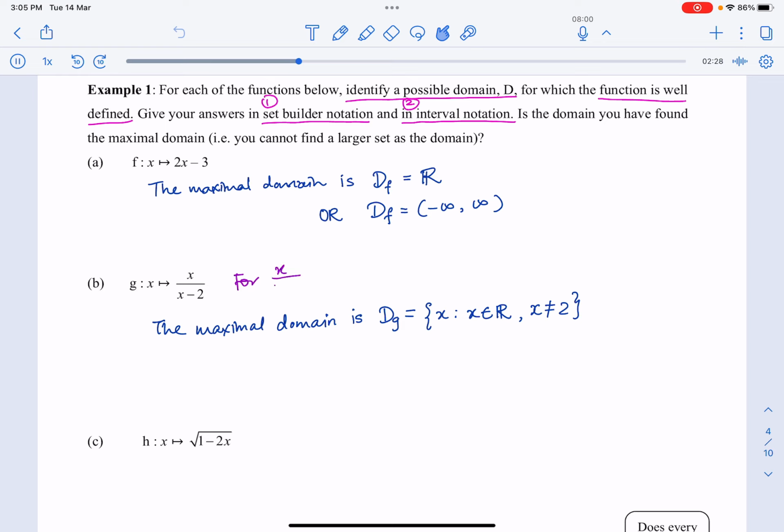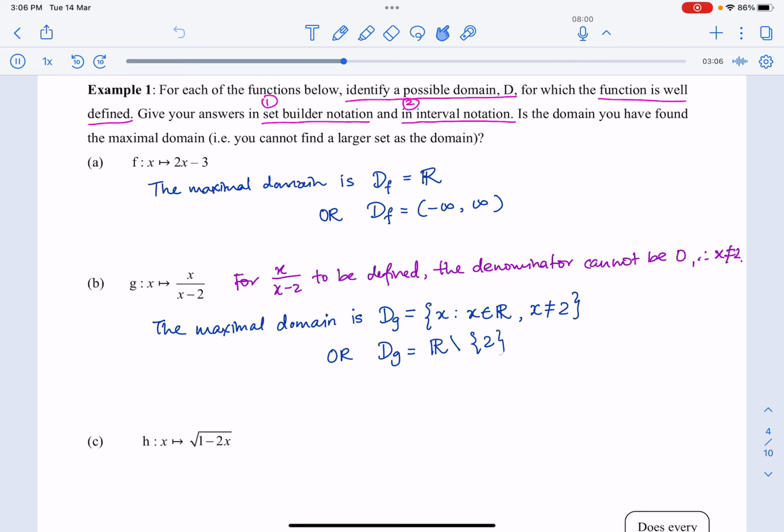for x over x minus 2 to be defined, the denominator cannot be 0. So x cannot be equal to 2. Or you can also write it in this form: all real numbers but exclude the element 2.